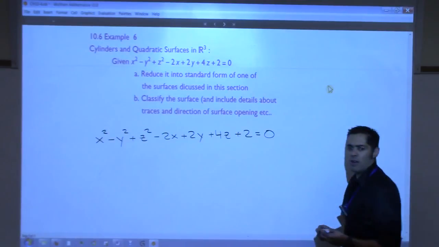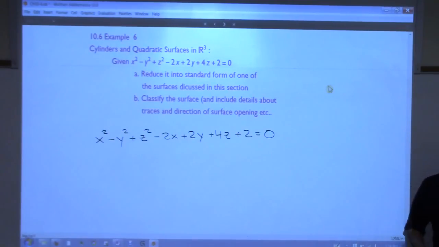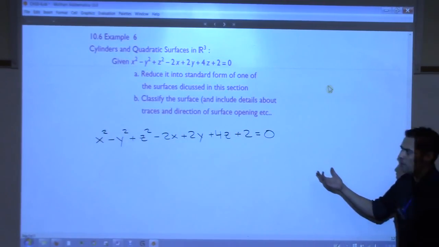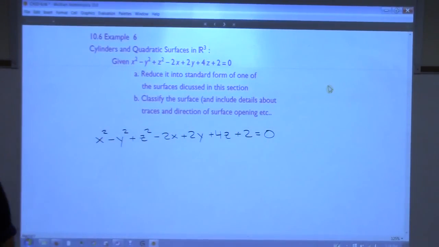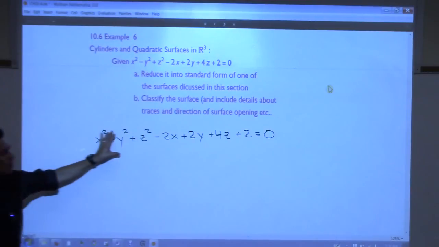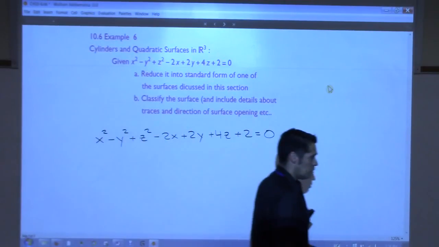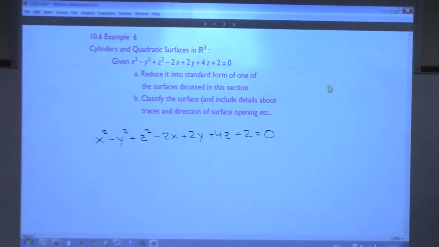That is a quadratic surface. We know that because all 3 variables appear. They're all being squared, right? I only need one of them to be squared to be classified as a quadratic surface, but they're all here, they're all squared. The question is, what is it? What does this draw? Well, what did we do way back in the beginning of this class when we saw something like that? We completed the square, didn't we?